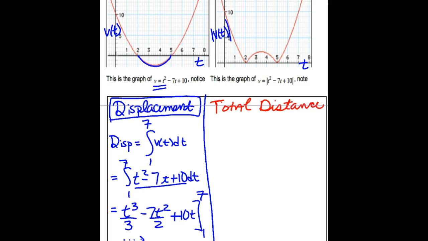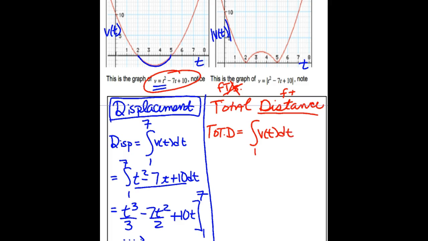I'm not going to memorize the formula. If I'm given a velocity model and I want to go back and answer a question, basically if I'm given feet per second and I'd like to get rid of that per second and have an answer in feet, I need to integrate to remove that rate of change. So my total distance is going to be what I get when I integrate my velocity.